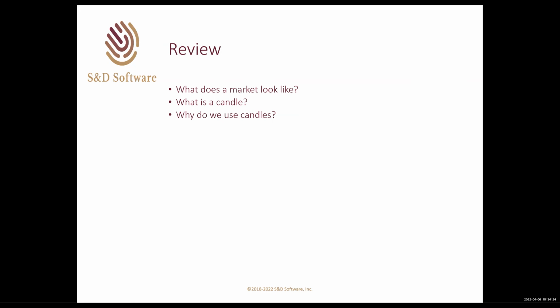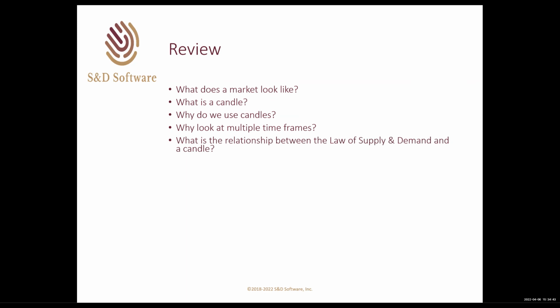We need a way to reduce the amount of data coming to us, and a way to slow it down to a rate that we can handle. Candles serve that function. We looked at why we have to look at multiple time frames, and that ties back to candles being a sampling mechanism. We looked at the relationship between the law of supply and demand and a candle, and saw that there's a direct relationship between them.